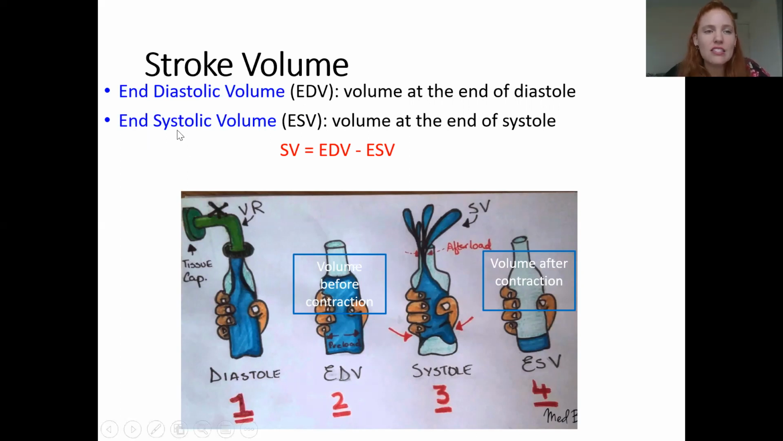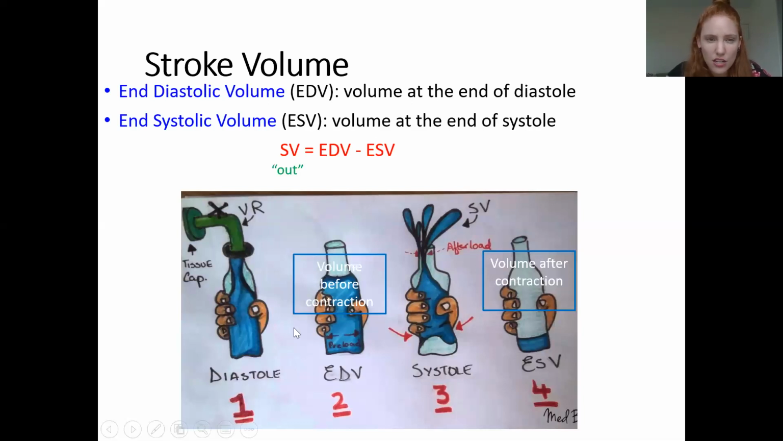And then the end systolic volume. Systolic means contraction. So what we're looking at is the volume of blood at the end of systole, after the contraction. Okay, so what this really means is how much blood is left in the heart after the contraction, because a contraction is not 100% efficient. A little bit of blood is going to be left inside of the heart.